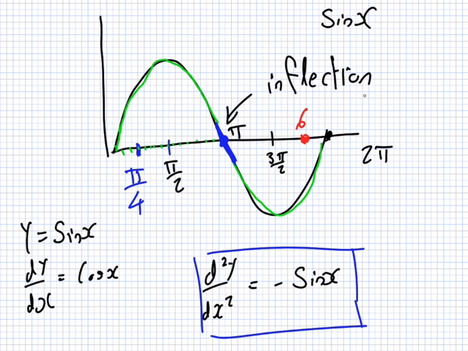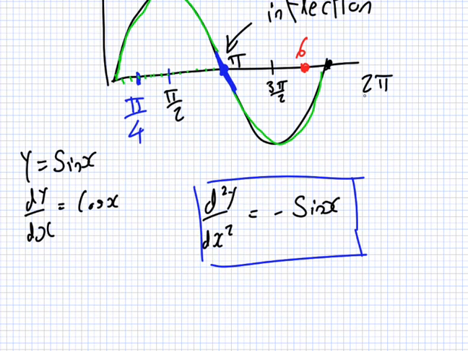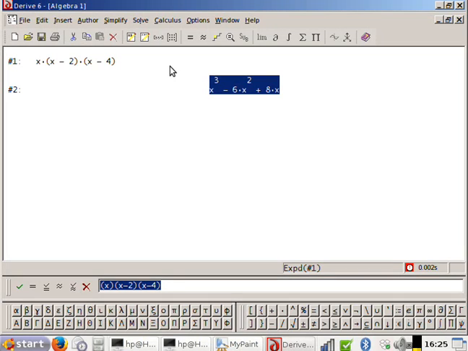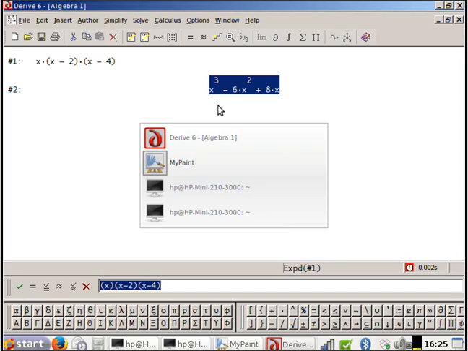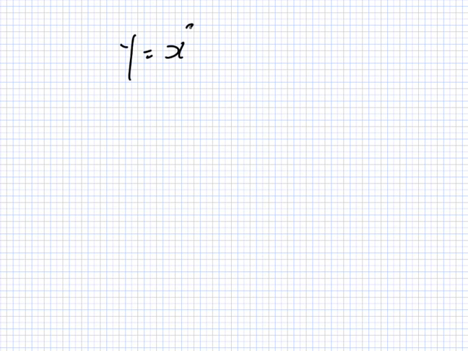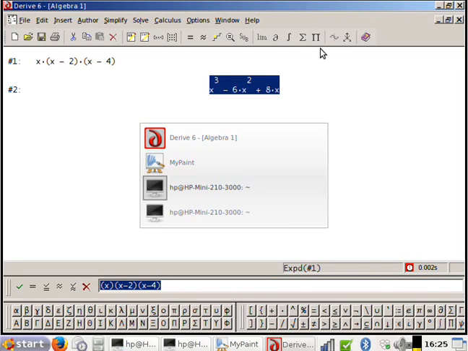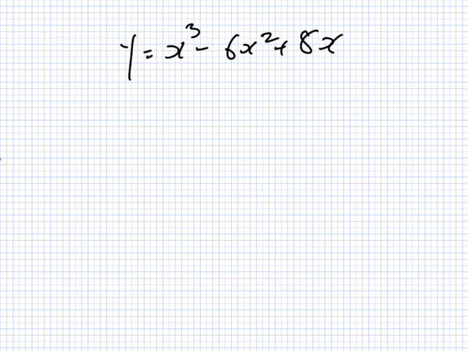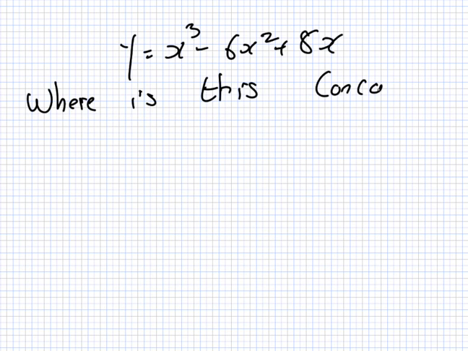Okay, can I scroll down? Yeah, so actually before I summarize this, I want to give you another example of concave and convex. So we'll use the same cubic we had earlier. y equals x cubed minus 6x squared plus 8x. So my question here is, where is this concave? So I want to know where on the graph this will be concave.